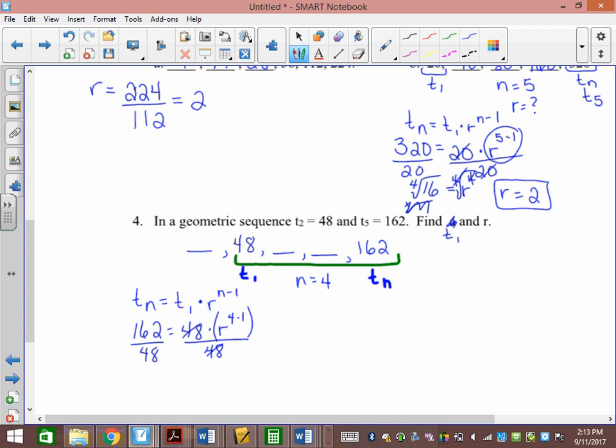If the decimal doesn't stop, you'd reduce this fraction down and have to use the fraction when multiplying. Okay? If it wasn't a terminating decimal, which you say it is. It's 3.375, equals R to the 3. Now, what's 162 reduced?